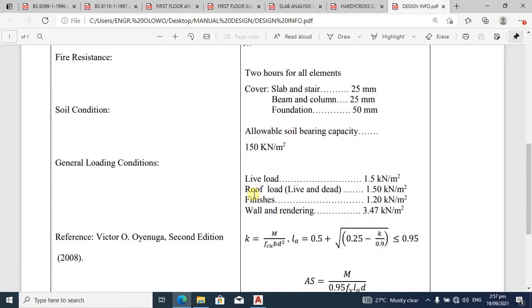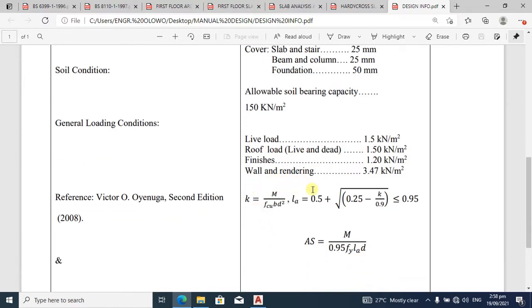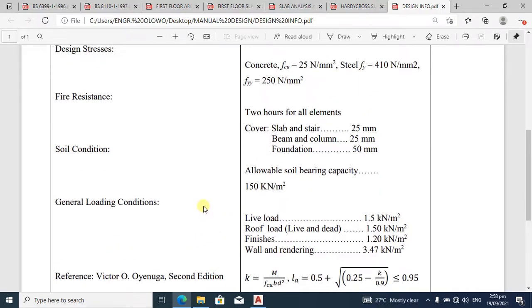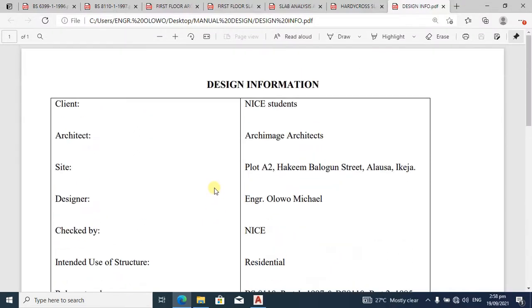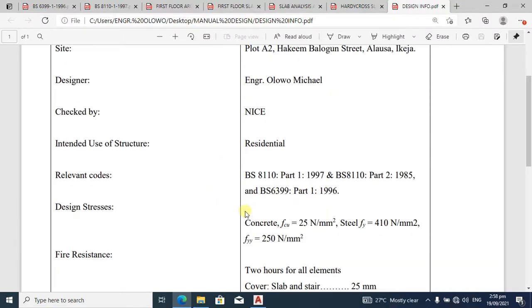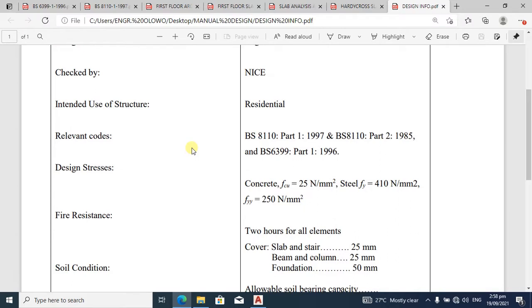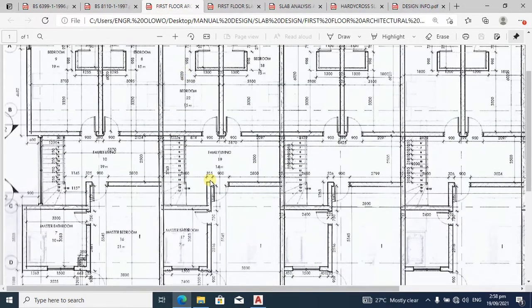Also, you are going to see the general loading conditions: the live load, the roof load, the finishes, the wall and rendering. These can all be found in the design information. So now let's start. We are going to start with slab analysis and design, like I said. And this is the architectural plan.